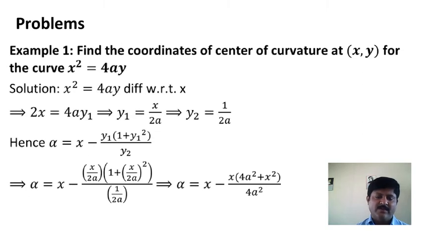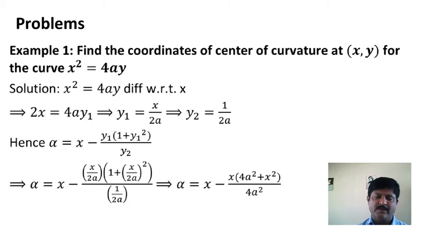Next, problems. First problem: find the coordinates of the center of curvature at (x, y) for the curve x^2 = 4ay. Solution. Given x^2 = 4ay. Differentiate with respect to x, which implies 2x = 4a dy/dx. Here dy/dx = y1. Therefore, y1 = x/(2a).